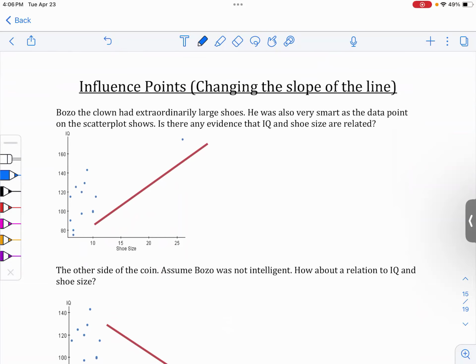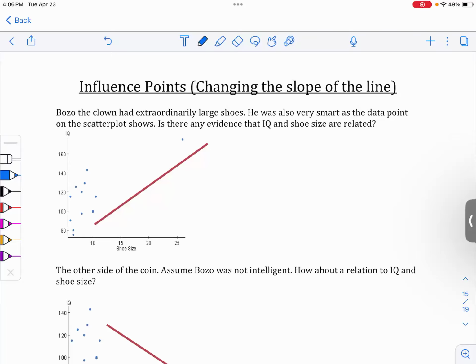Now, I collected one more piece of data. Bozo the clown, very famous clown, the most famous clown. All right, he had genius level IQ. He also was a clown, so he had very, very large shoes. In fact, they were about size 25 shoes. So now if I put him in the data, notice how it's changed. It took a bunch of data, but this one point took it from a little positive to very strong positive. That is what is known as an influence point.